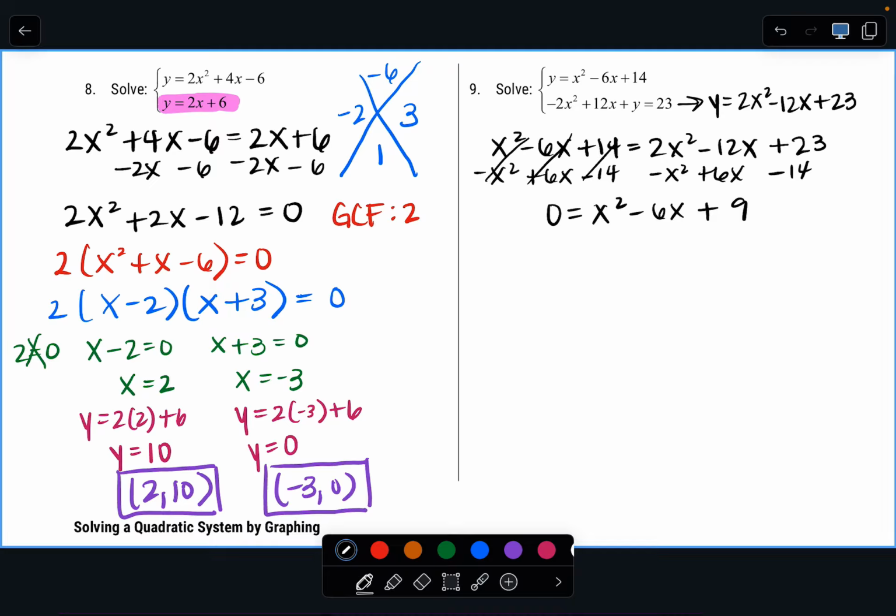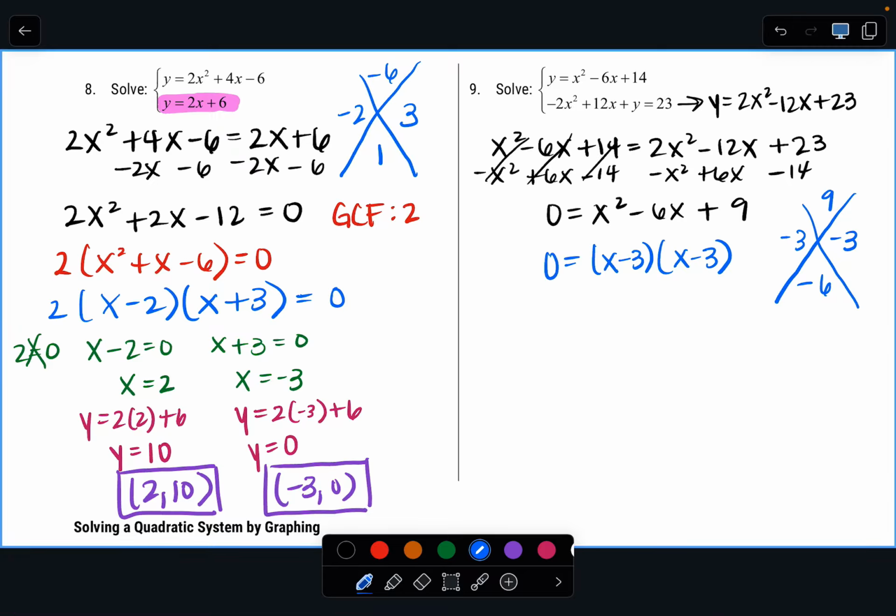Okay, so factoring. I don't have a GCF. So what multiplies to 9 and adds to negative 6? 3 and 3. Positive 3 and positive 3? Oh, no, that doesn't work. Negative 3 and negative 3. So I'm going to get 0 equals x minus 3, x minus 3.